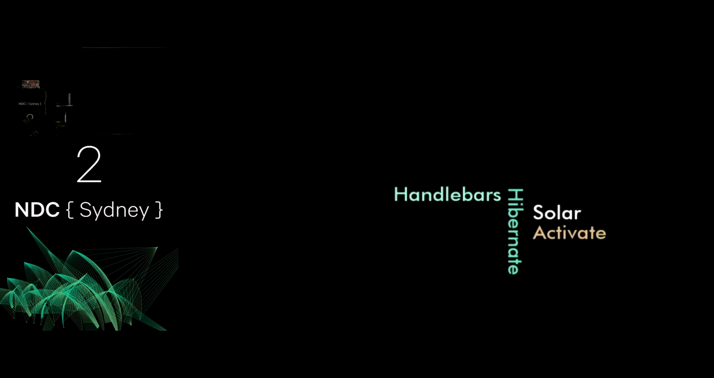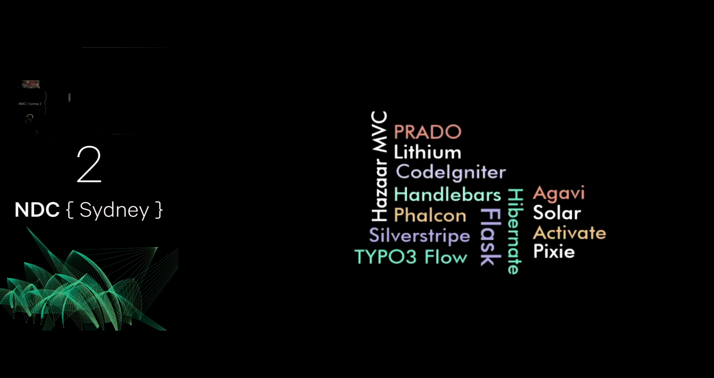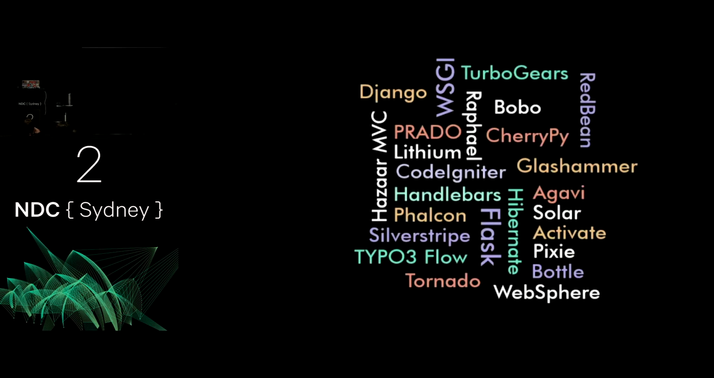solar, activate, falcon, plastic, silver, stripe, and type of 3 flow. And the Pixie has our NDC code igniting the MP radio. Raphael, boom, boom, waffle, and tornado, Jacko, cherry pie, and WSGI, glass, hammer, web, sphere, red beam, turbo gears, albatross, aquarium, selenium, web pie.